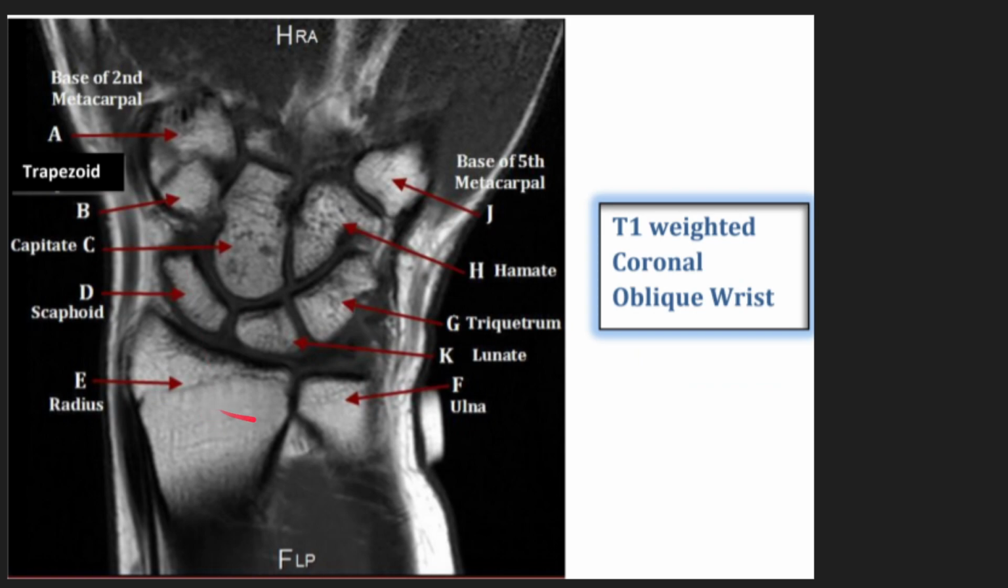Here's the radius and ulna, scaphoid, lunate, triquetrum. You have base of the second metacarpal here, trapezoid, capitate, hamate, and this is base of the fifth metacarpal.